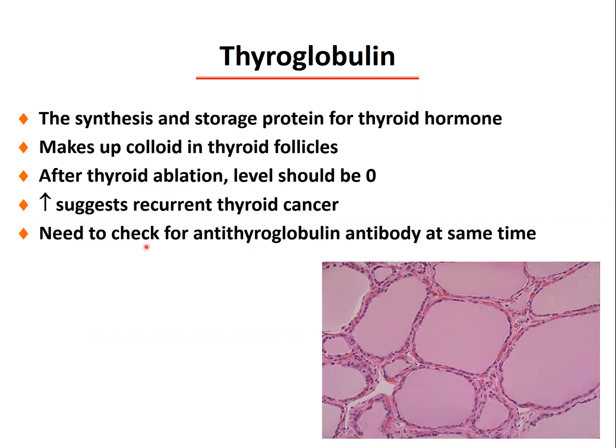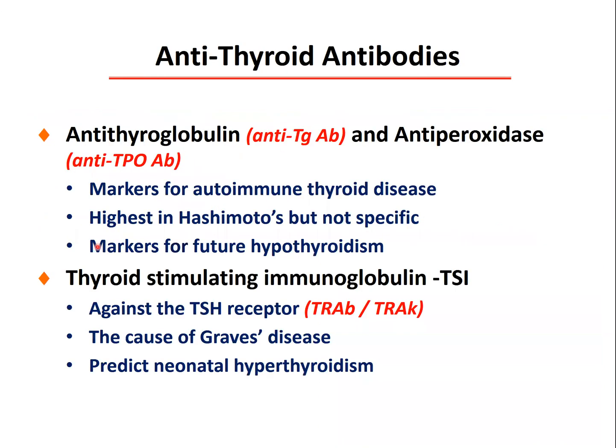Now, the antithyroglobulin antibody can be checked, and in certain cases, for example some chronic autoimmune diseases, the level is increased. Other thyroid antibodies, such as the antithyroglobulin or the antithyroid peroxidase antibody, are markers for autoimmune thyroid diseases.